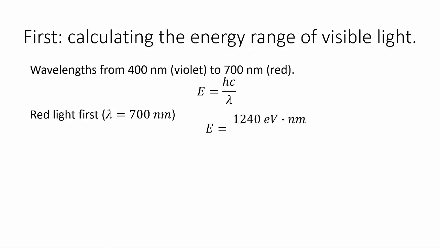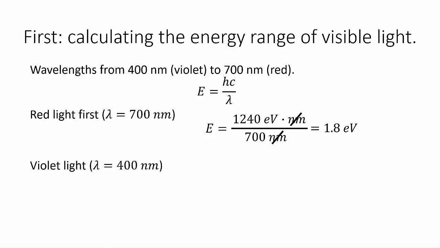So E equals 1240 electron volt nanometers, that's the hc part, divided by 700 nanometers. The nanometers will divide out, and we'll get 1.8 electron volts. That's the low end of the energies for visible light.